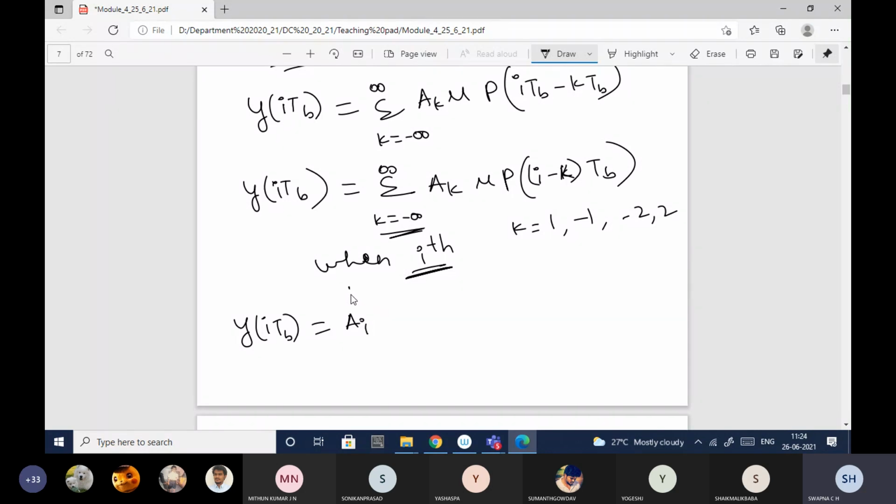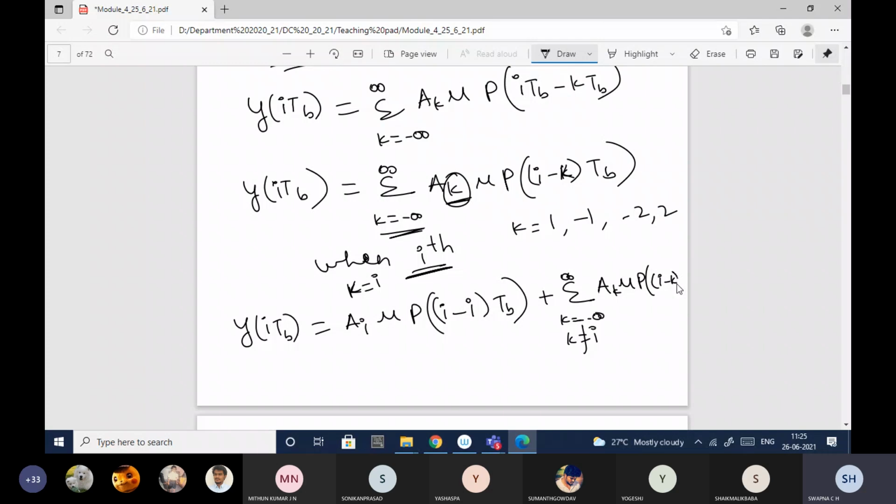See, I'm substituting k is equal to I now, because I want ith symbol. This k corresponds to the symbols. So since I want ith symbol, I'm replacing k with I. So summation ak mu p into I minus k into TB, where k is nothing but I, plus summation k is equal to minus infinity to plus infinity. And here k value is equal to I is already considered, so here k will not be equal to I, into ak mu p of I minus k into TB.